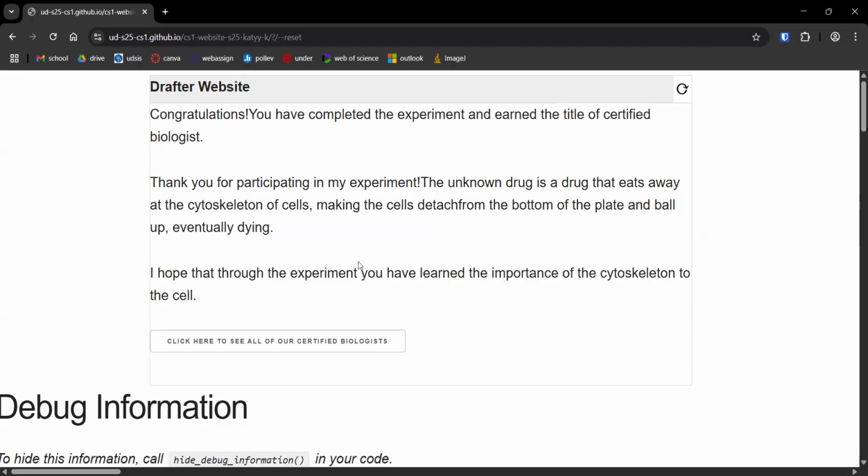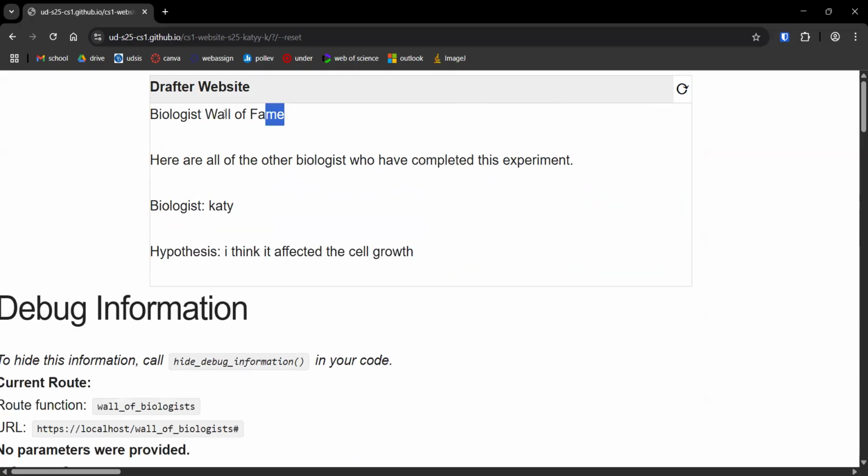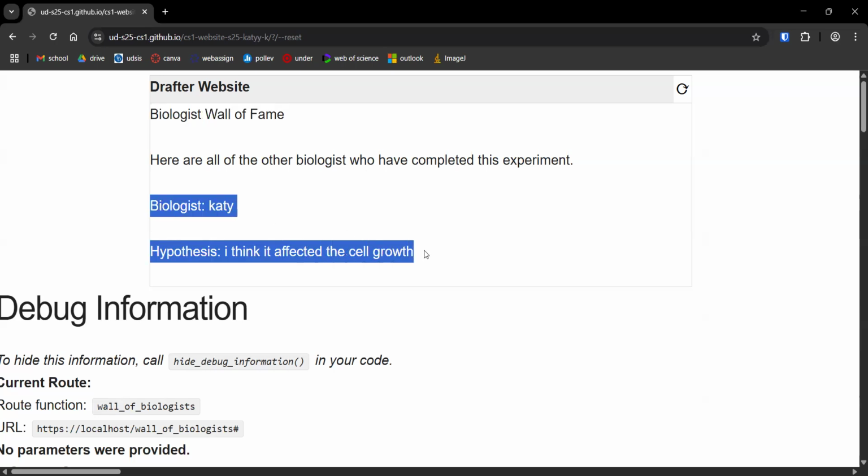And now here's the coolest part of this whole website, in my opinion, which is our wall of certified biologists. So we have the biologist wall of fame, and once more people fill it out, it will have all their names and their hypotheses in a big list at the end. Now I'm going to go ahead and show you really quick.